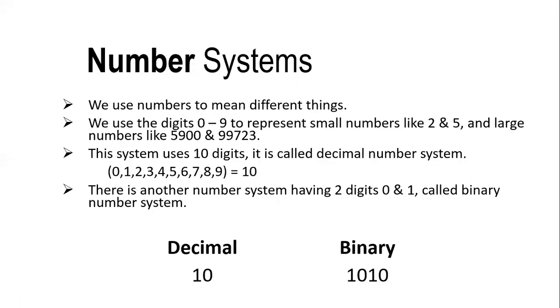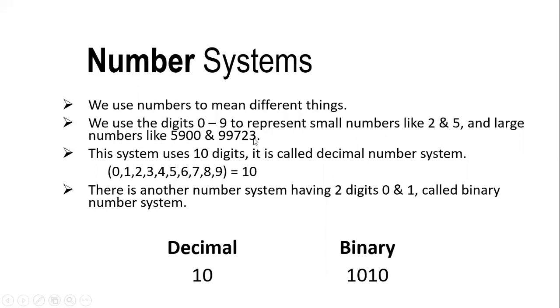Number systems. We use numbers to mean different things. We use the digits from 0 to 9 to represent small numbers like 0, 2 and 5, and large numbers like, as you can see over here, 5900 and 99723. There are many other numbers which we represent like that. We should know that whenever we are using 10 digits for a number system, that will be the decimal number system.